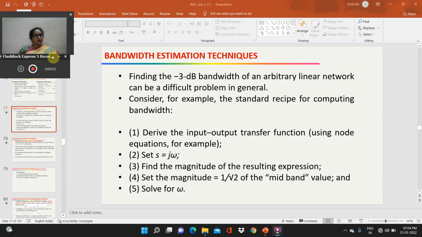So what are the five standard recipe steps for computing bandwidth? Derive the input-output transfer function, set s equal to j omega, find the magnitude of the resulting expression, set the magnitude equal to 1 by square root of 2 of the midband value, and solve for omega.